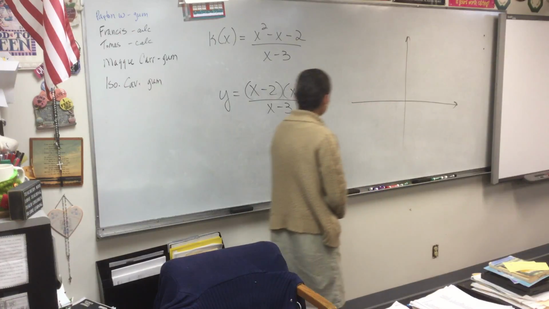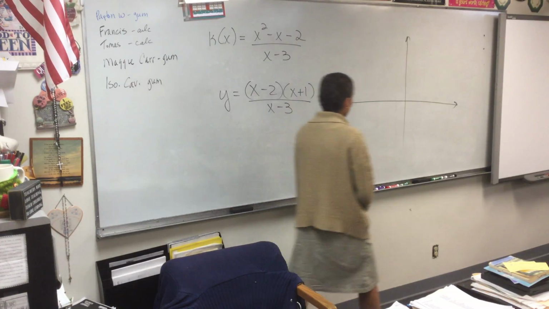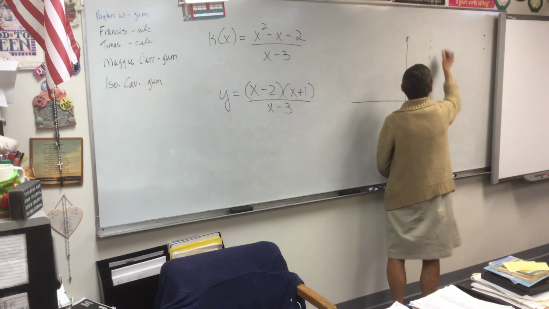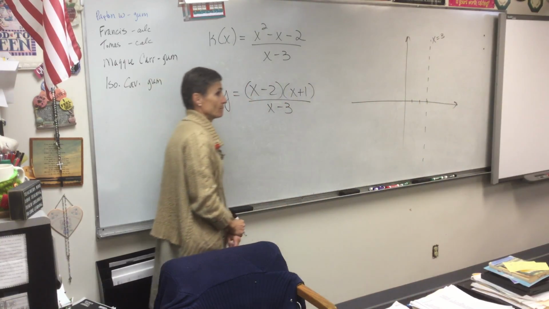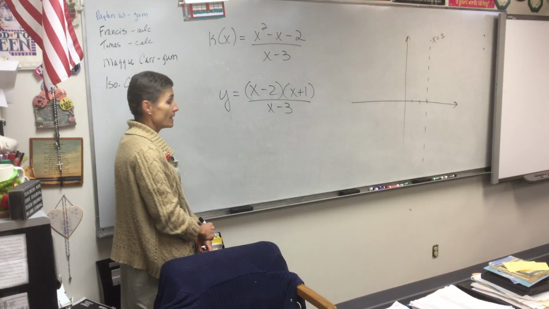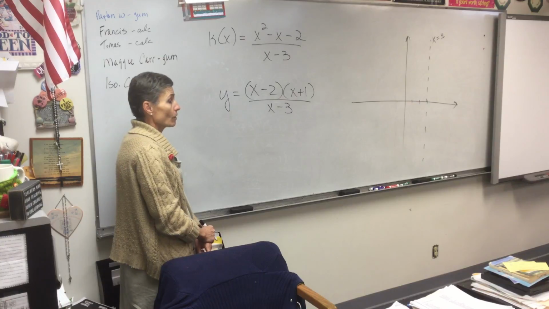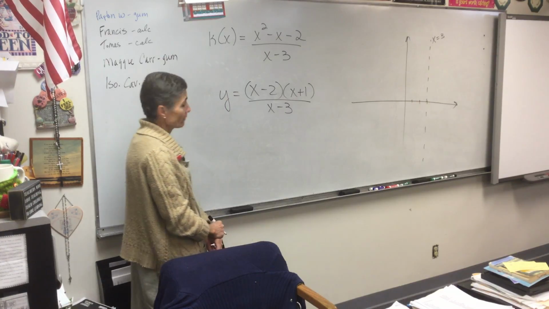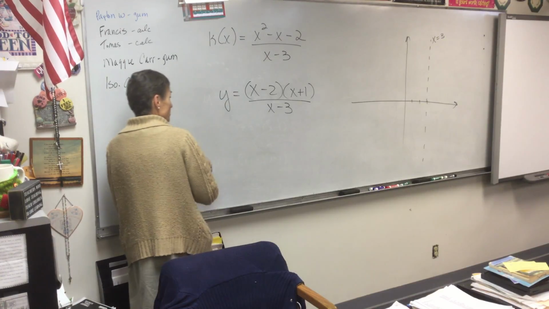All right, so tell me what we've got. Vertical asymptote at 3, x equals 3. Okay, and then horizontal asymptote. Oh no, we don't have a horizontal asymptote. We're going to deal with that right now. How do we find our slant asymptote?